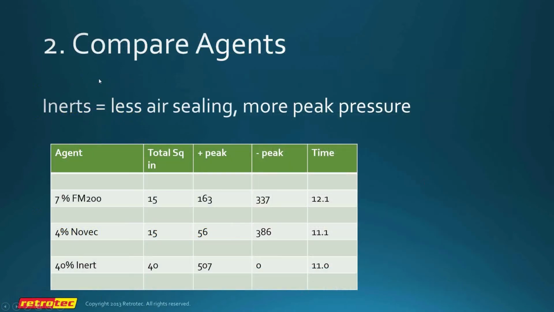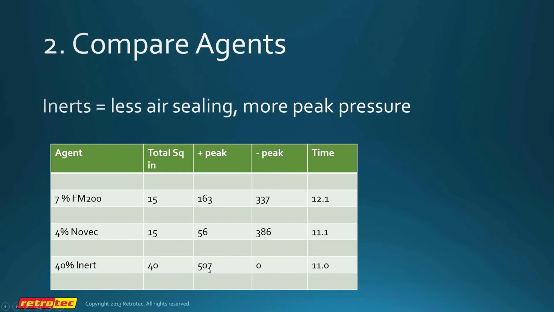So here we call this comparing agents, but in effect what it shows is that the inert agents require a lot less air sealing. Here, this is the total leakage in total square inches to get the same retention time. But for the same retention time, we actually have very similar peak pressures, as you can see here, which is interesting.